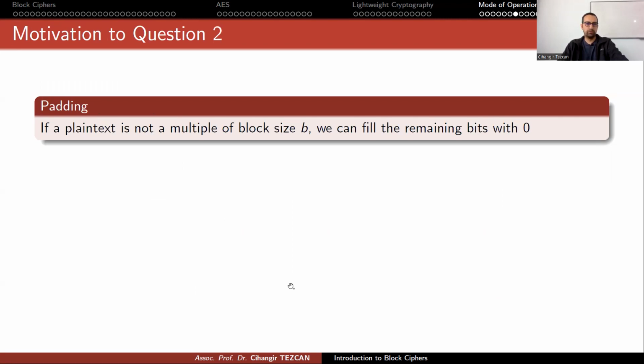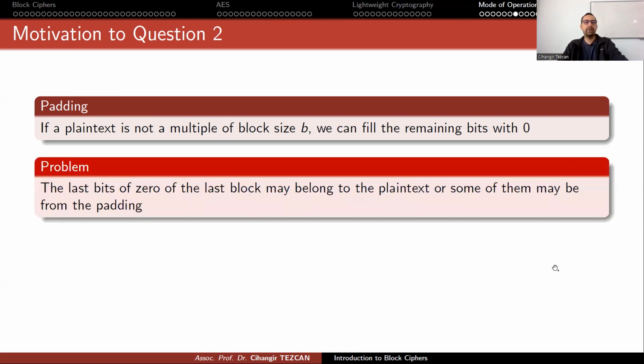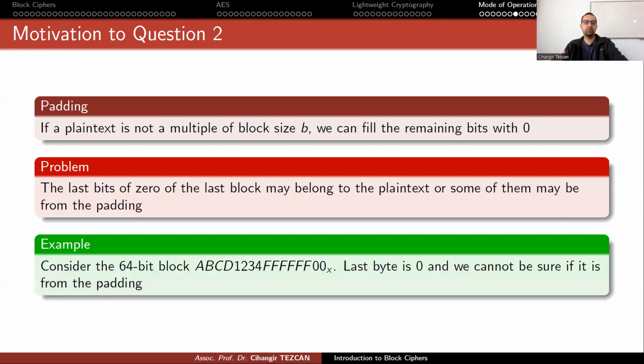Let's move on to the motivation for the second question. The question was, what if we are going to encrypt something which is not a multiple of the block size? So if a plaintext is not a multiple of the block size B, we can fill the remaining bits with zeros. So this is the first thing that comes to mind. But the question is that the last bits of 0 of the last block may belong to the plaintext, or some of them may be from the padding, right? So the person who is decrypting it will have an ambiguity and wouldn't understand.